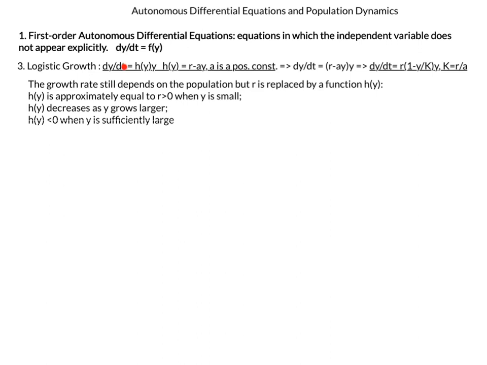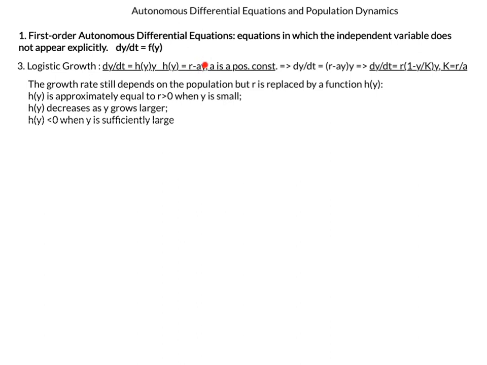Again, dy/dt is going to be proportional to y. So the change in population is proportional to the current population, but instead of just a constant r, we have y multiplied by a function h of y, which we set equal to r minus ay. And what this does, in effect, is when y is small, this becomes small. So we're essentially multiplying by r when y is small.